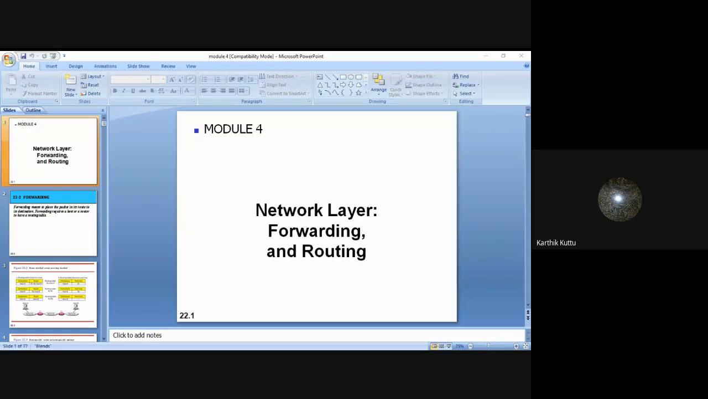Network layering, forwarding and routing. These are the two main responsibilities of the network layer. One is routing and the other one is forwarding. Now, what is the difference between these two, forwarding and routing? What is routing?